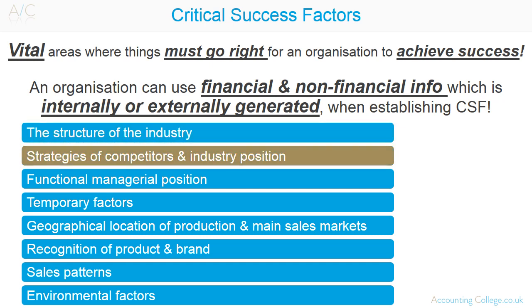Strategies of competitors and industry position. Smaller companies must identify what response is critical to success in an industry dominated by one or more larger companies. The smaller organization's success will often depend on the larger organization's strategies. So, for example, if the larger organization decides to reduce prices, the smaller organization needs to assess if they can compete on price, or should they differentiate or divest. Critical success factors will then be designed around monitoring the success of that strategic decision.